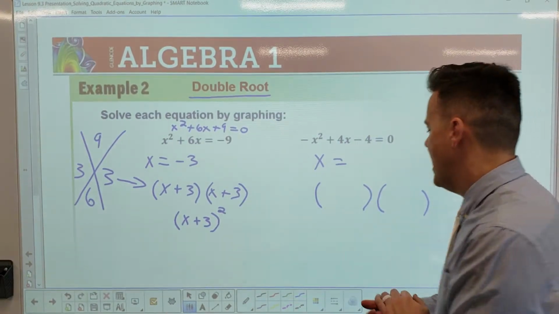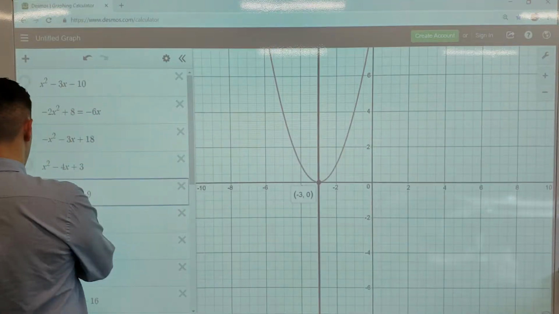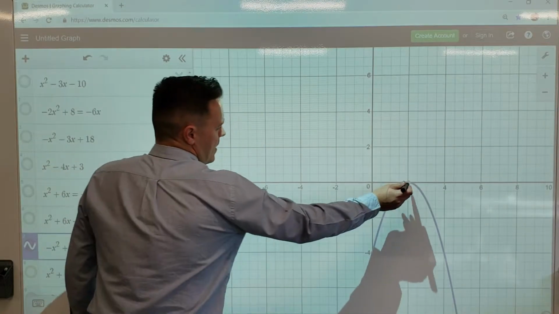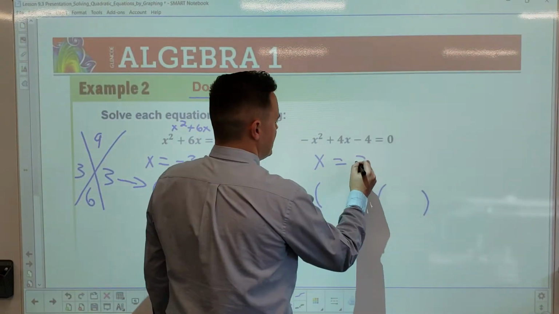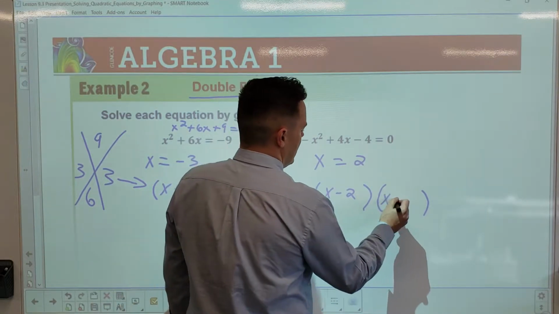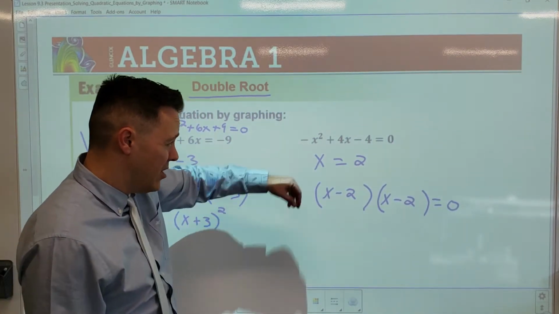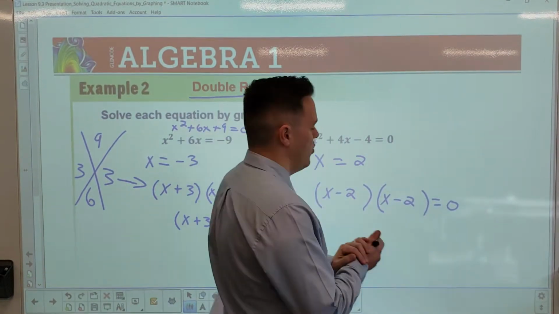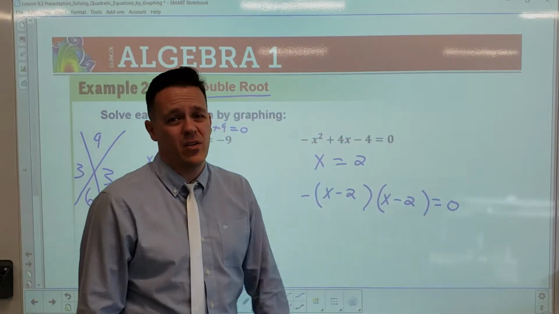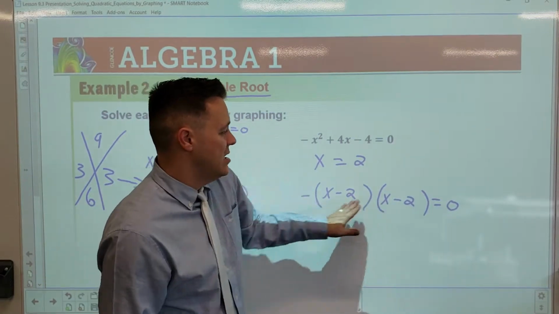So hopefully you guys understand that when you graph this one, you're going to get x equals 2. So I know on this, it's going to be x equals 2. And your setup is going to be x minus 2 and x minus 2 equals 0. Now, technically speaking, there's a negative in front of here. So if I were to ask you to factor this out, and we haven't talked too much about negatives, technically you would factor out a negative and then you would multiply it across the board. But I'm not too concerned about that at this point. I just want to make sure you guys understand the setup.